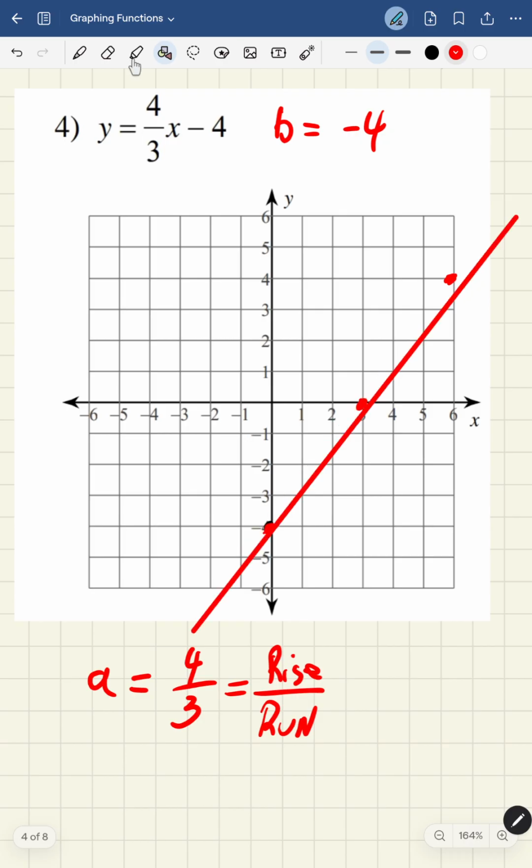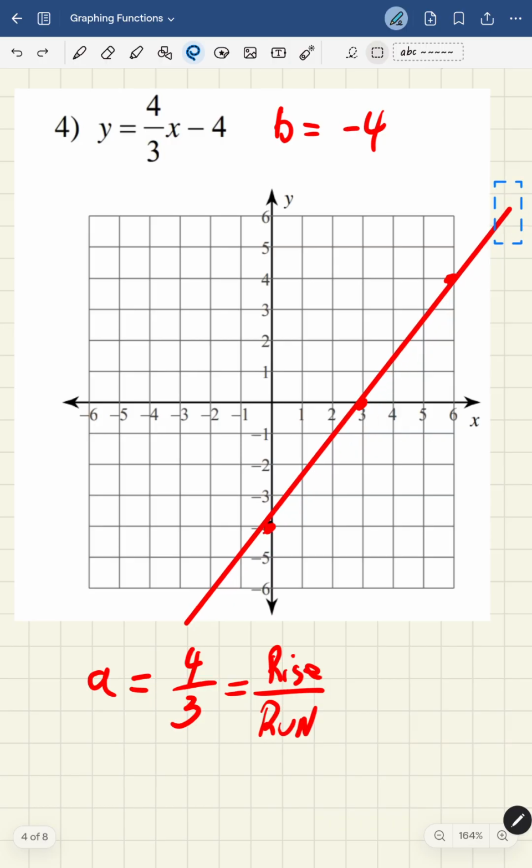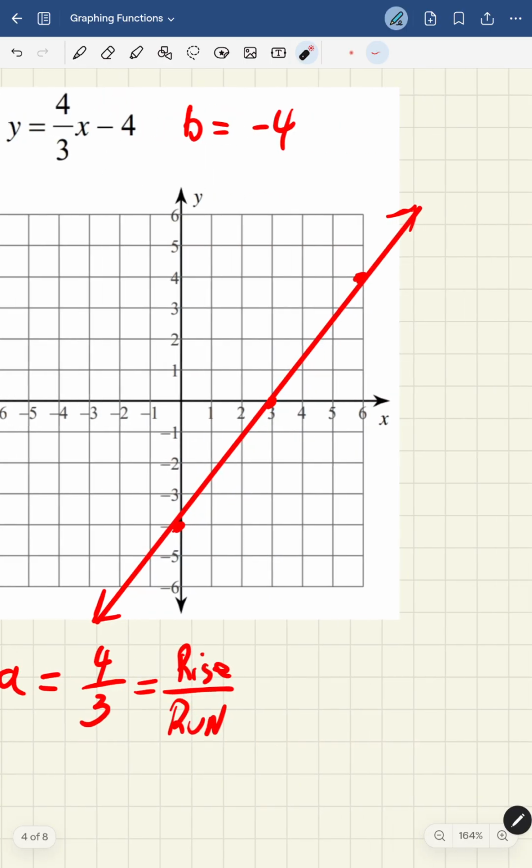I just didn't do it properly. Let's just try and get it right. Yeah, that's better. And there's your line, and it's increasing. My slope is positive, right? It's positive 4 over 3. It's a positive number, so it's increasing. Let's try another one.